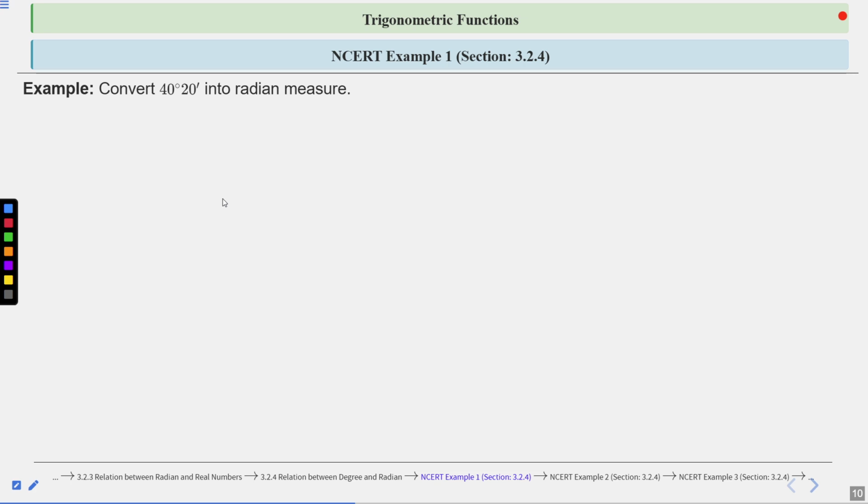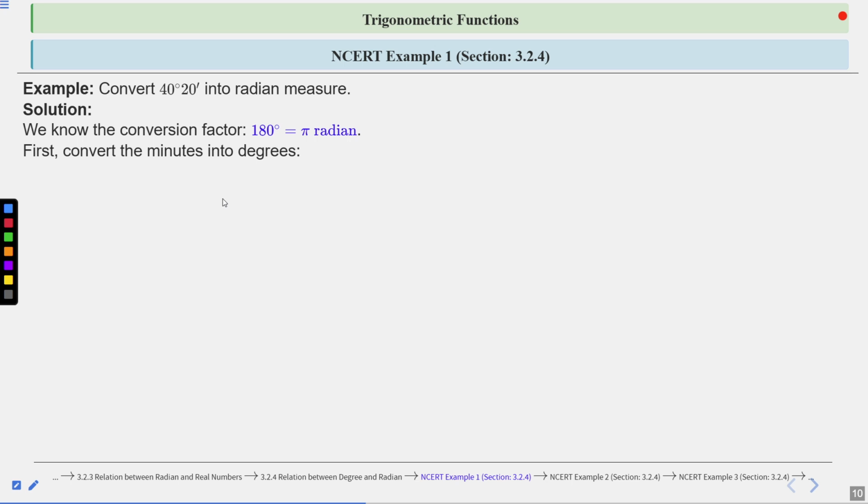Convert 40 degree 20 minutes into radian measure. I hope you all recall this is the sign for minutes. When you put this prime sign in superscript of any number, it represents minutes. So 40 degree 20 minutes, just convert. Now the solution part. We know that 180 degree is equivalent to pi radian.